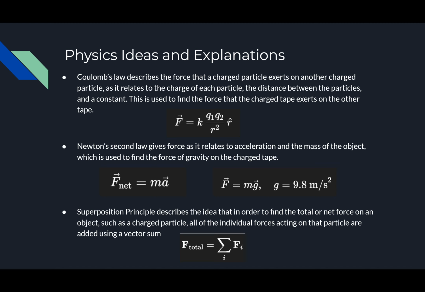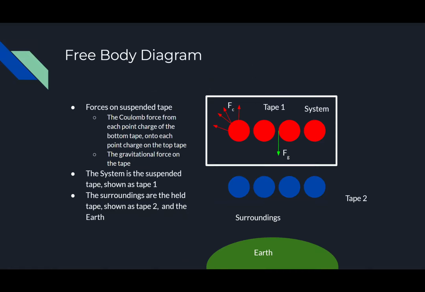We're still using Coulomb's law, we're still using Newton's second law, and we're using gravity, but now we're also using the superposition principle, which describes the idea that in order to find the total or net force on an object, such as a charged particle, you just add up all the individual forces that are acting on that particle using a vector sum. So this is a simple version of a free body diagram that is much more akin to what we did in this lab rather than the point charge setup from Lab 1, where we're still using the Coulomb force and gravity.